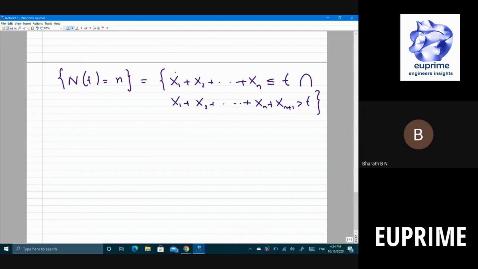So now the question is, how do you find N of t equal to n? Okay, so now let's look at what the implications of this are. This means that S n plus 1 is greater than t, right? That's what it means. So the n plus 1th arrival is greater than t, and okay, so this is not enough.